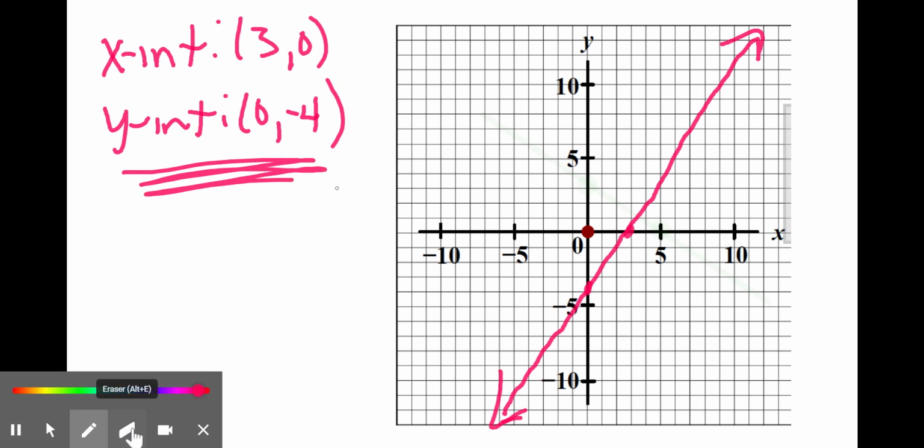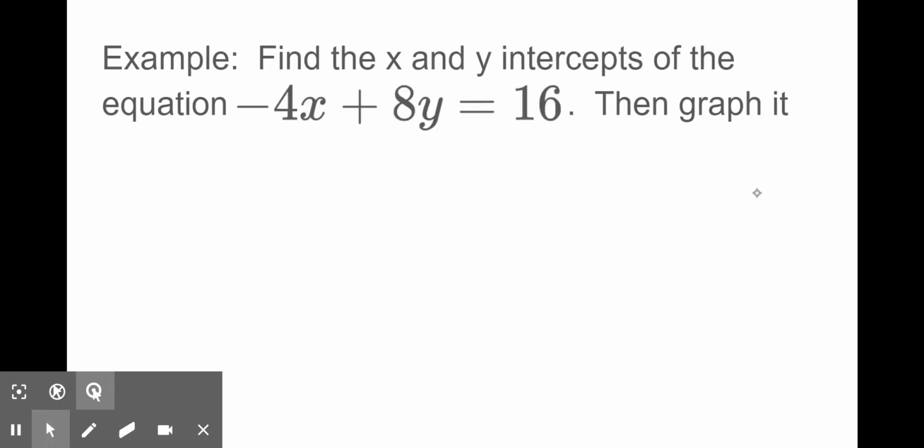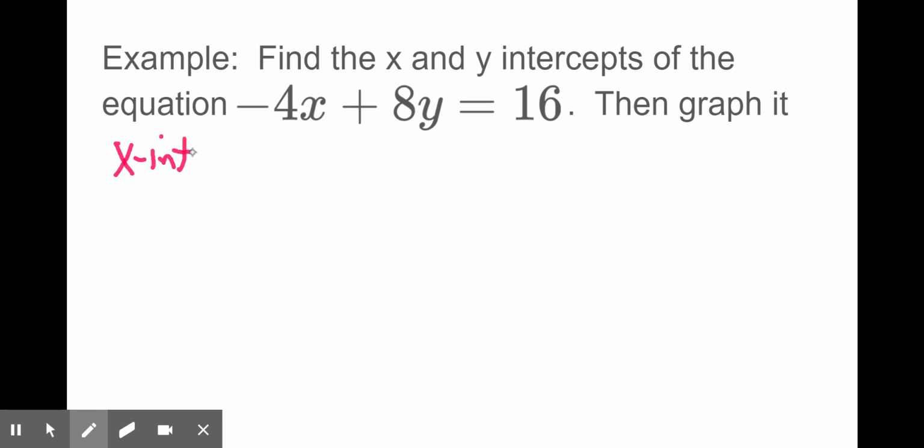All right, so here's one more. My suggestion is you try it on your own first and then play the video and make sure that you got it right. So let's try negative 4x plus 8y equals 16. So let's go for our x-intercept first. I'm going to abbreviate it x-int. We're going to have to set the y equal to 0. Okay, so we have negative 4x plus 8y equals 16.